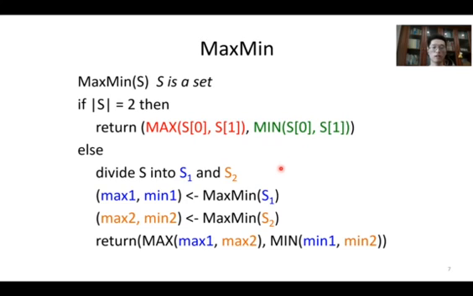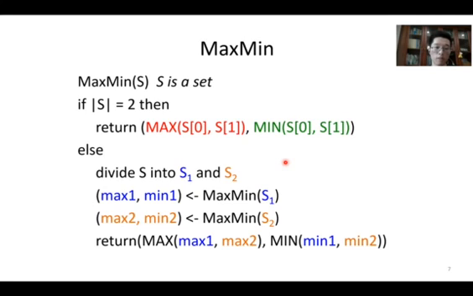And the base case is when the set only has two elements, and so we can get the maximum and the minimum elements by simply comparing these two elements and returning the bigger one as the maximum and the smaller one as the minimum. The idea is quite simple. And the tricky part here is to analyze the time complexity of this recursive function.